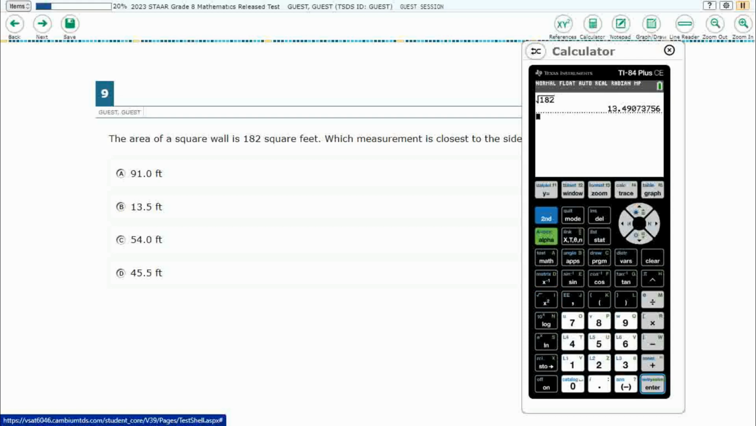What I could do here also is take each of these answer choices. 91, and then I could just square it to see if it comes up to 182. Nowhere close. That 91 is 182 cut in half, divided by 2, not square root of. 54 squared is going to be too big, 45.5 squared, much too large. The closest one is going to be the 13.5, and it is an approximation, and it's going to be 182.25. So that's my answer, B.